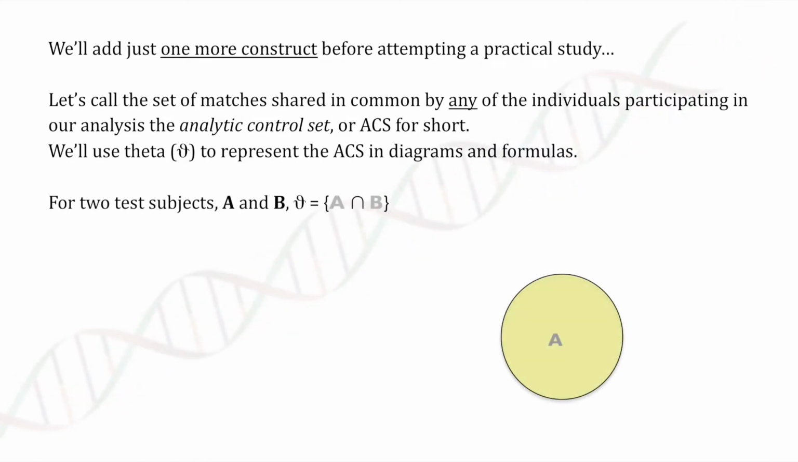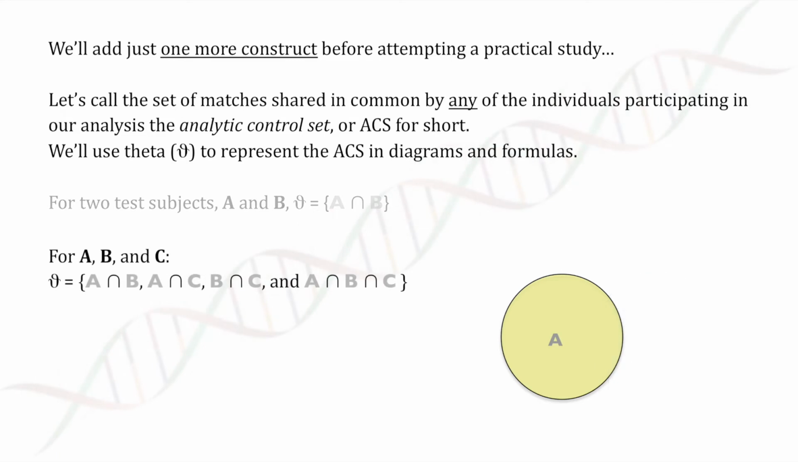For two test subjects, A and B, the analytic control set is equal to the intersection of A and B. For subjects A, B, and C, the analytic control set equals the intersection of A and B, the intersection of A and C, the intersection of B and C, and the intersection of A, B, and C.